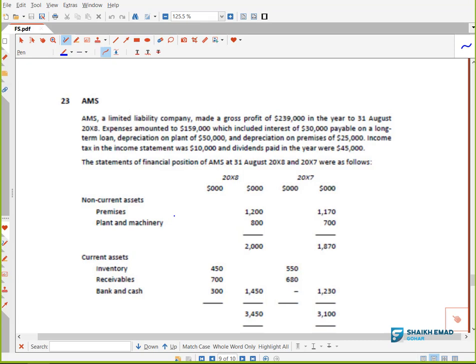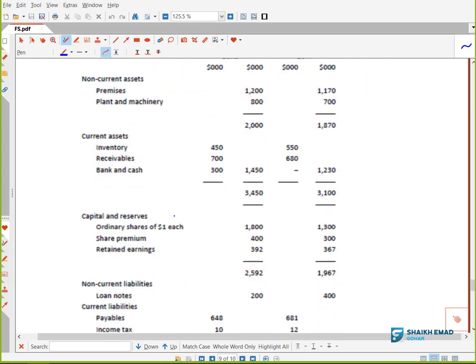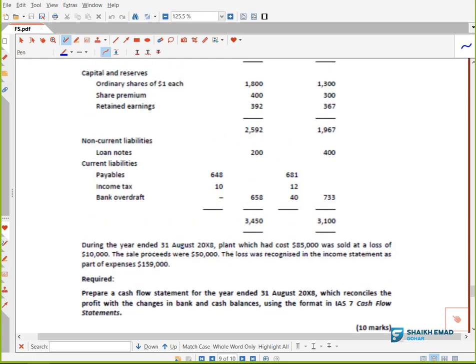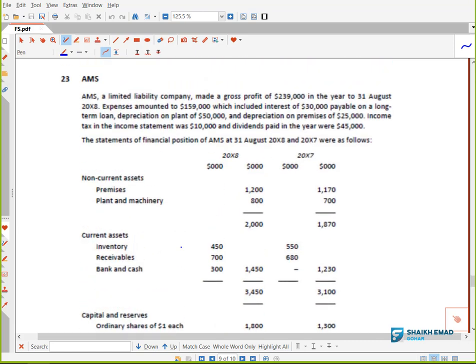Very important point, exam technique: first read the requirement. Prepare a cash flow statement for the year ended 31st August 2008. So we need to make the cash flow statement. They say AMS, a limited liability company, made a gross profit of $239,000.